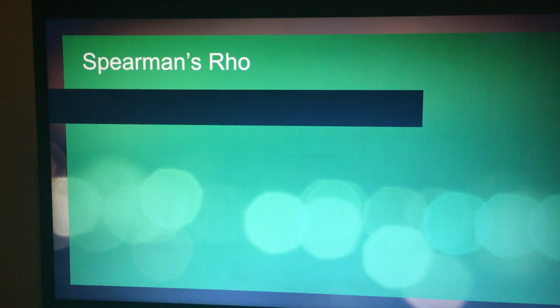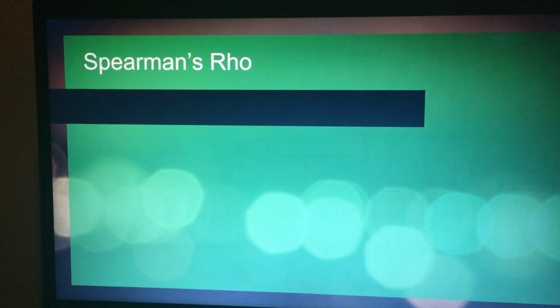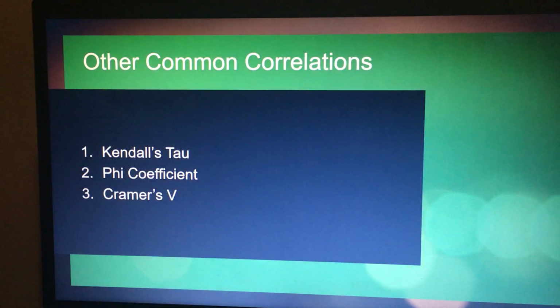Moving on to page 14. So we have Kendall's tau. Like Spearman's rho, Kendall's tau is a non-parametric correlation coefficient.